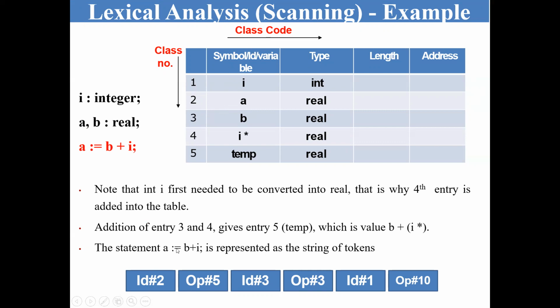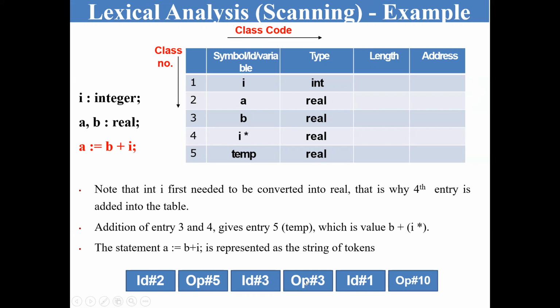Now next is equal to. Like the symbol table, there is one more table, the operator table. What is the code? That is OP, then hash 5. What does this 5 indicate? That the number for equal to in the operator table is 5. Next is B. B is an identifier or symbol, so check the symbol table. What is the number? That is 3. So you write ID hash 3.